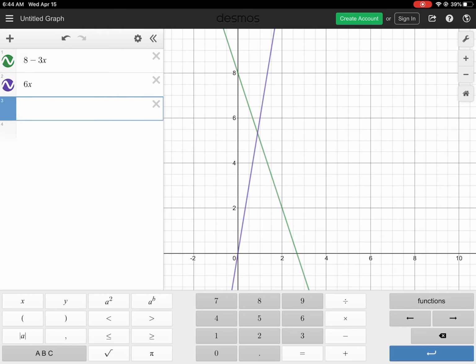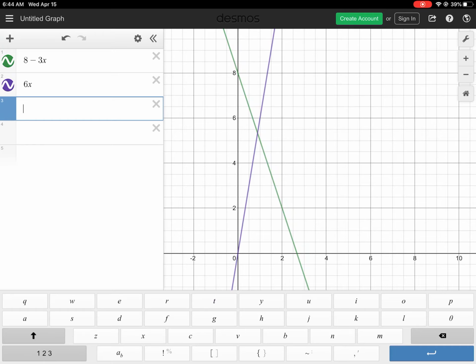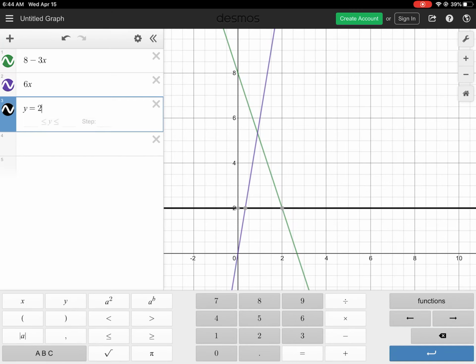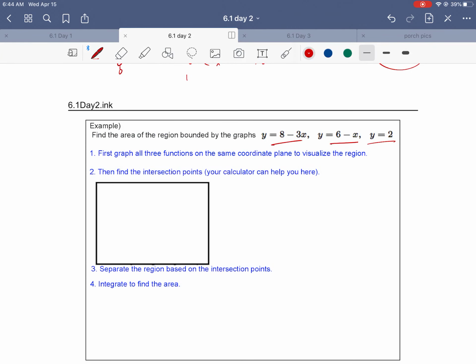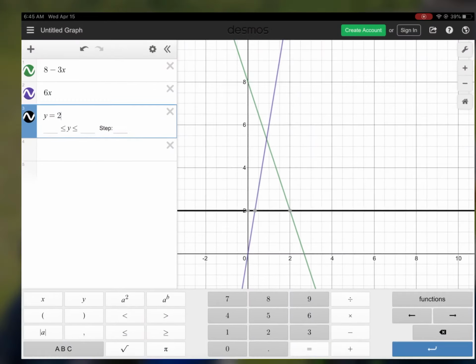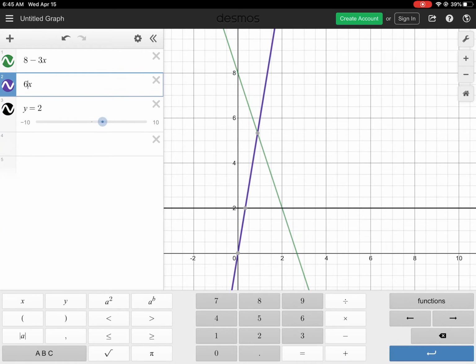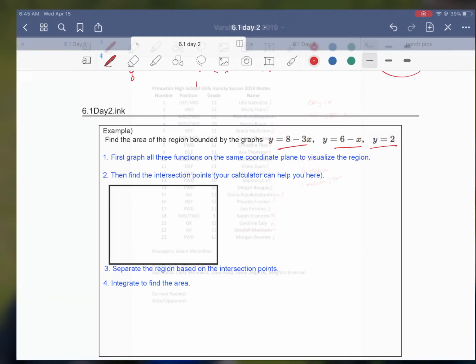So 8 minus 3x goes through the y-intercept of 8 and has a steep slope of -3. 6, that's supposed to be 6 minus x. I'm going to correct it in a second. And y equals 2 is a horizontal line. Okay, so all the graphs are adjusted and correct now.